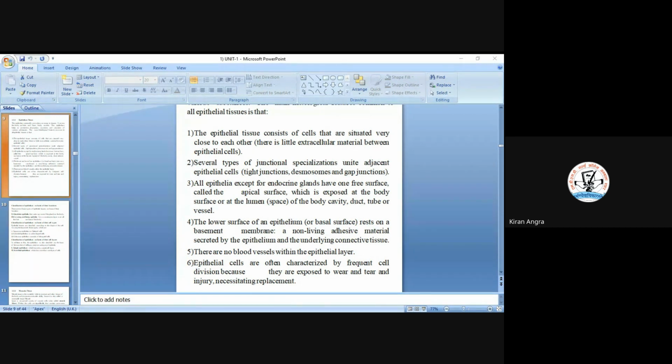The lower surface of the epithelium rests on the basement membrane, which is a non-living adhesive material secreted by the epithelium and the underlying connective tissue. Because of those secretions, it rests on the basement membrane. There are no blood vessels within the epithelial layer. Epithelial cells are often characterized by frequent cell division because they are exposed to more wear and tear and injury, and they need replacement.